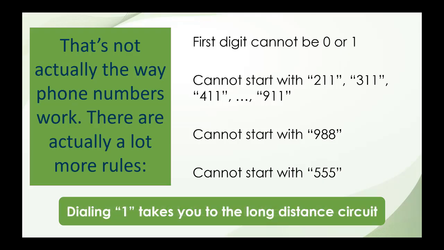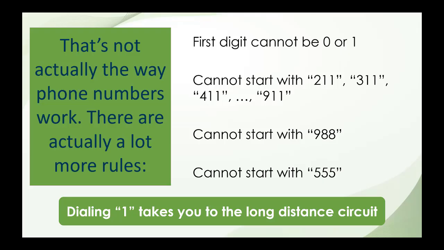Whenever you dial 1 on a phone number, that immediately takes you into the long distance circuit, and the phone system interprets that as you wanting to make a long distance call. So the next 3 digits it assumes is going to be an area code, which wouldn't make sense if you were just dialing a local number.